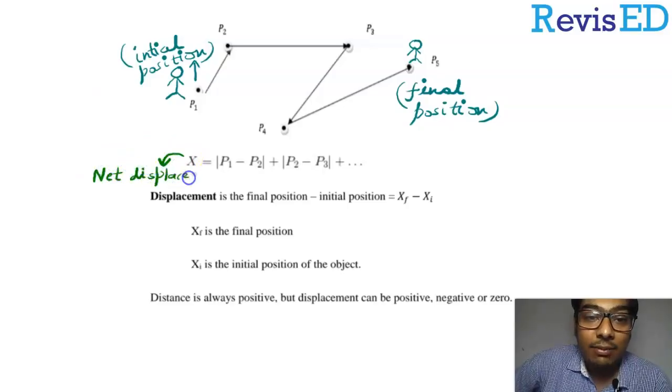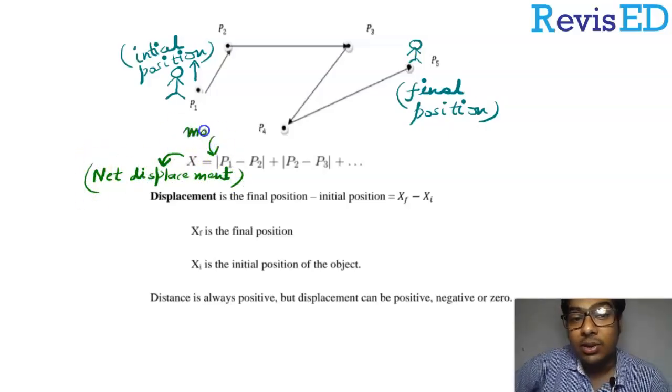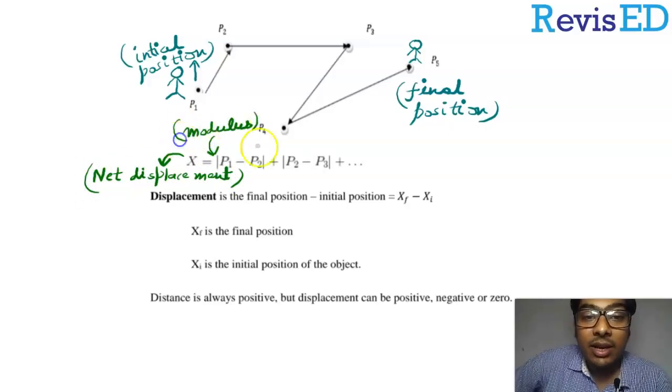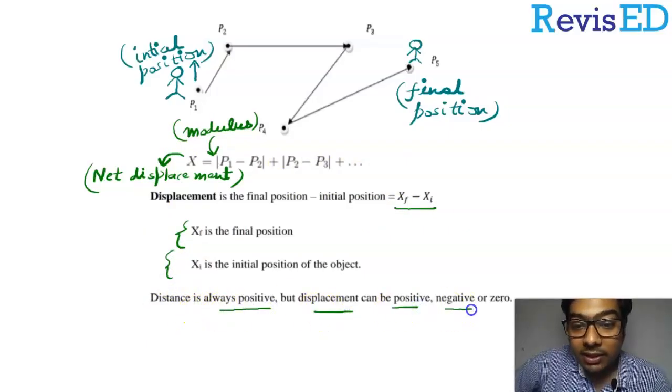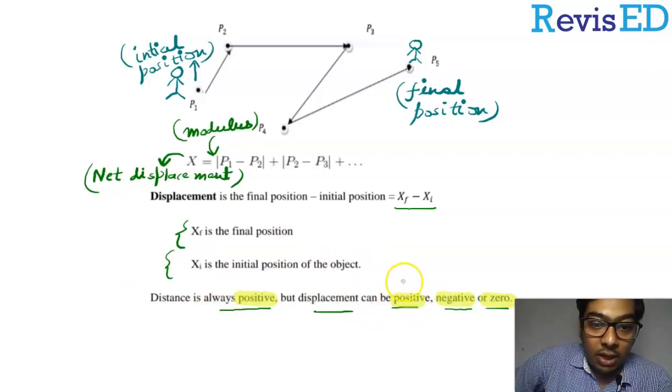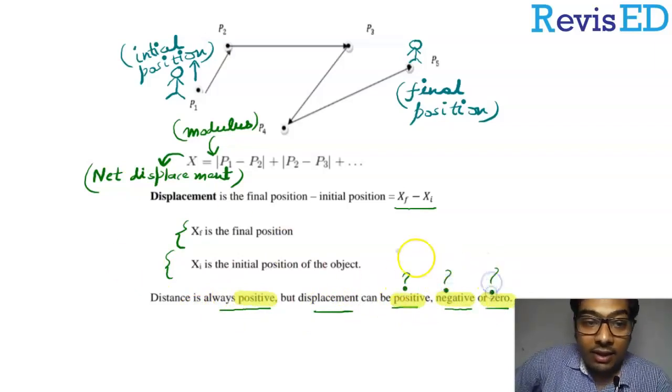This can be written as mod of P1 minus P2 plus mod of P2 minus P3 and so on. So your displacement can be written in the modulus. Basically, displacement is nothing but final position minus initial position. Distance is always positive, but displacement can be negative, positive or zero as well. Now why can displacement be positive, negative or zero?